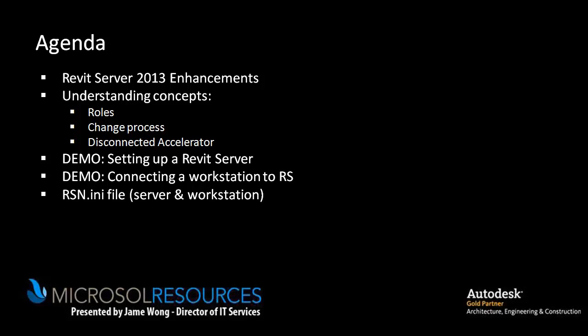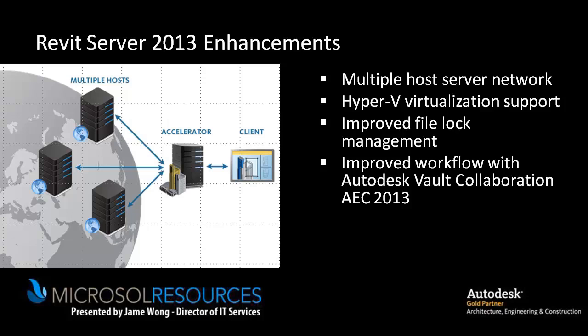Environment variables and the rsn.ini file determine server roles, so we need to take a minute to explain that. In 2012 and 2011, you can only have one host on the network. For 2013, this changes and you're now able to have multiple hosts. There's also support for virtualization technologies like Hyper-V, along with improved file lock management. For those of you using Vault Collaboration AEC, there are significant workflow improvements, so you want to check that out as well.